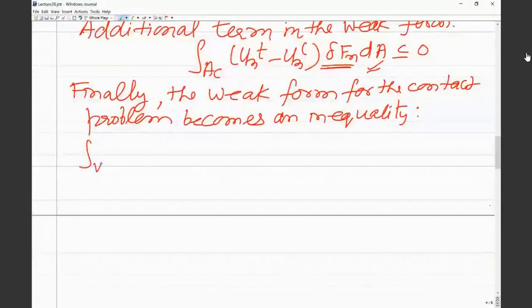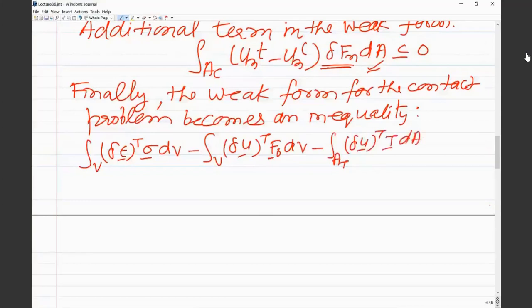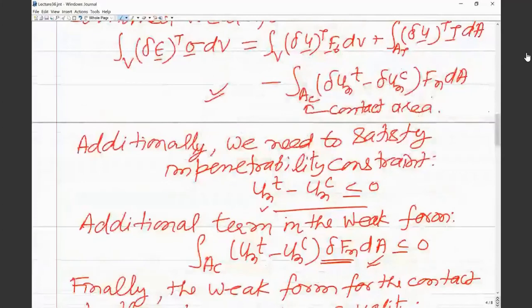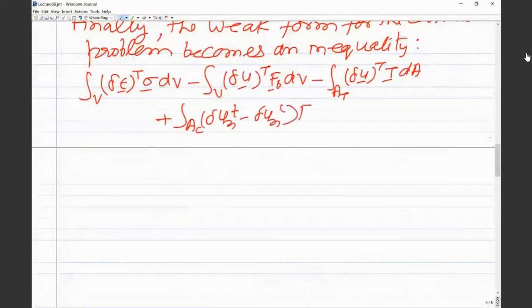So that would be integration again over the total volume, that is the volume of the target plus the contactor body, sigma dV, minus, let us take all terms to the left hand side, delta u transpose into FB, body forces, dV, minus the virtual work of traction, delta u transpose into T dA. And then we have plus, since when we take this term to the left hand side it becomes plus, integration over the contact area, and then delta UNT minus delta UNC into Fn dA.